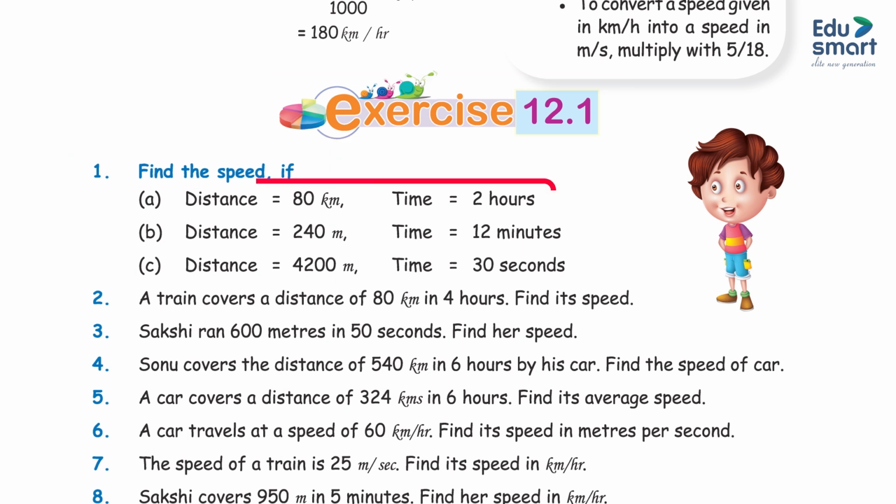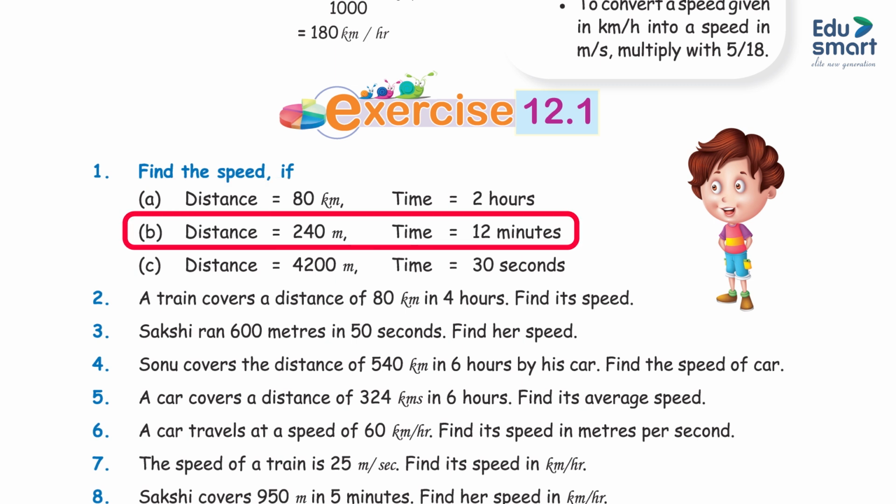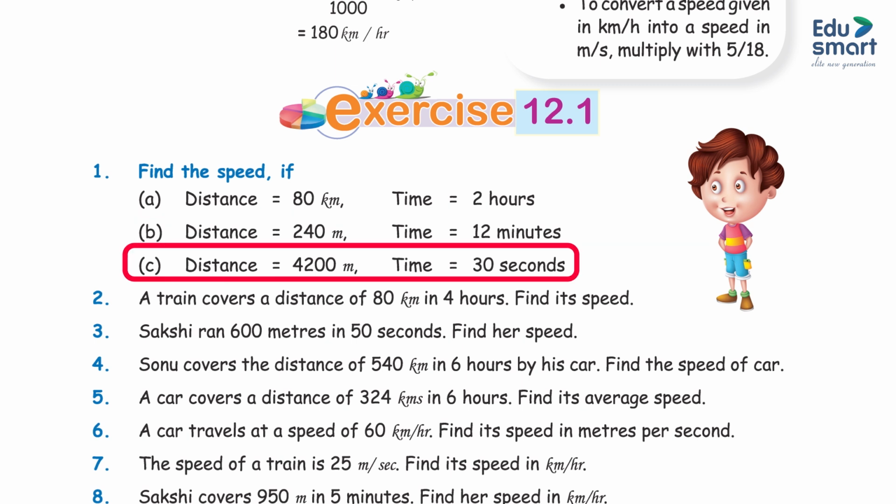Find the speed if A. Distance 80 km, time 2 hours. Answer 40 km per hour. B. Distance 240 meters, time 12 minutes. Answer 20 meter per minute. C. Distance 4200 meters, time 30 seconds. Answer 140 meter per second.